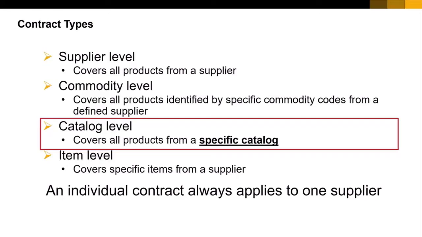So catalog and item level contract compliance can be quite similar and somewhat confusing. So the real difference is at a catalog level, it is for one particular subscription or one particular catalog, and that's the link between the catalog and the contract. Whereas item level is at a lower level where you're actually choosing particular items from a catalog. So we'll now jump into Ariba and actually set up catalog level contract compliance.